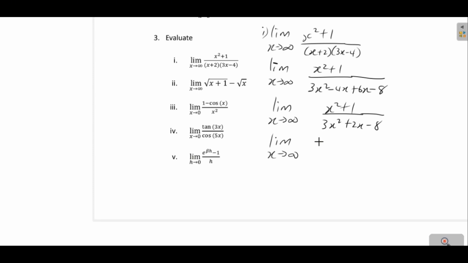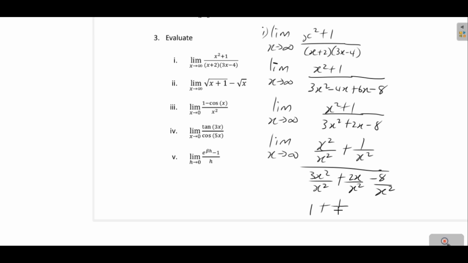So in the numerator, I'm going to have x squared divided by x squared plus 1 on x squared. Then at the denominator I'll have 3x squared divided by x squared plus 2x divided by x squared minus 8 also on x squared. And of course this will give us, now x squared cancels x squared, so we have 1 plus 1 on x squared. Then the down part, x squared cancels this, we are left with 3 plus, of course 1x will cancel the x squared down here, so we have 2 on x, then minus 8 on x squared. And don't forget we are taking the limit as x approaches infinity.